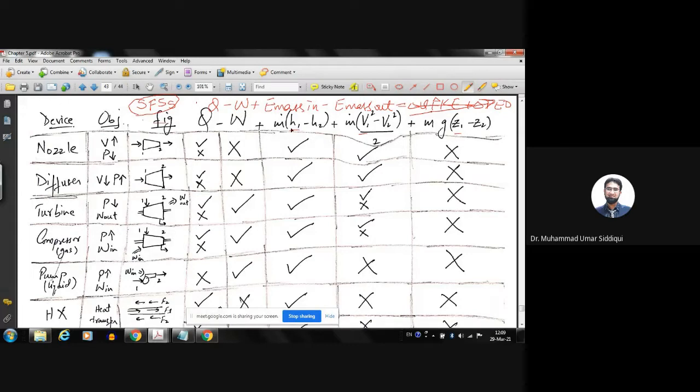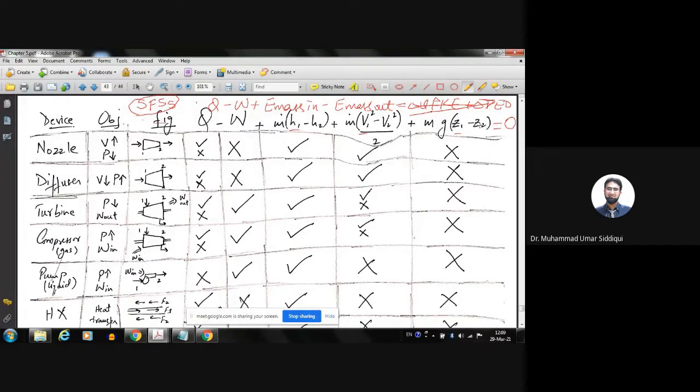So it will be m dot (h1 minus h2) plus m dot (V1 square minus V2 square) upon 2 plus m dot g (z1 minus z2). So if you add all these terms, since that is a steady state, steady flow device, SFSS, basically the summation of all these things will be zero. So this is the equation of the first law of thermodynamics, which we are going to apply in this chapter to different devices.